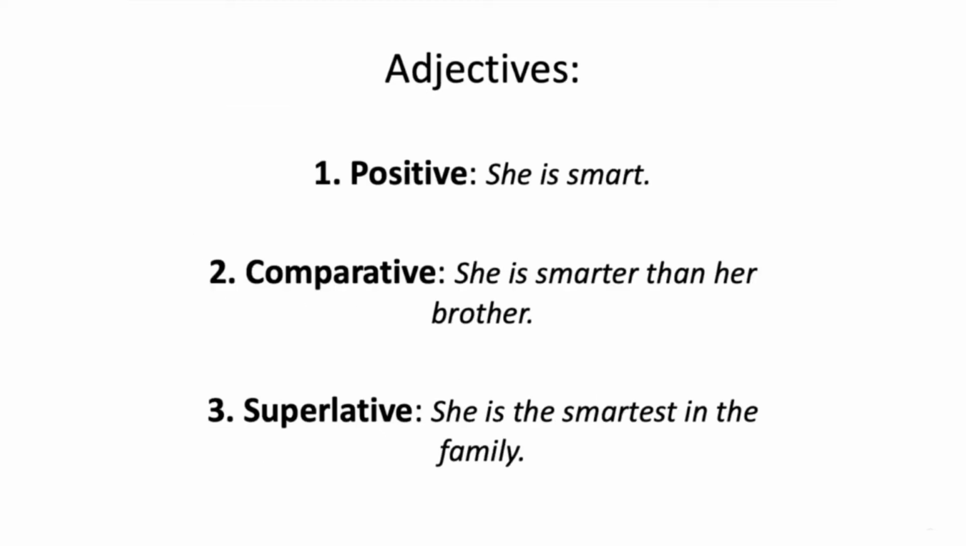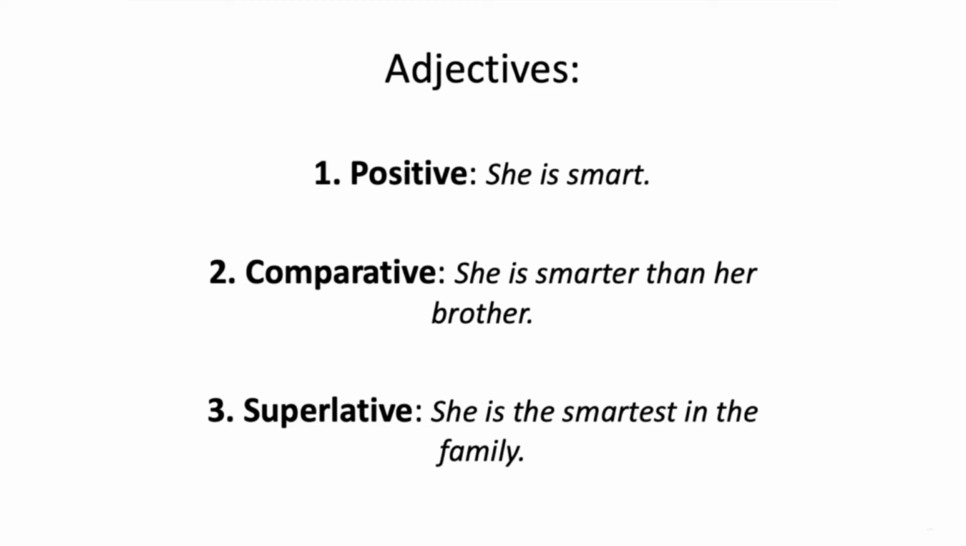Great work! Now time to move on to comparatives and superlatives. Adjectives are used when you want to compare things. Adjectives have 3 degrees: positive, comparative, and superlative. The positive form is what we have learned in the previous lesson. It simply describes one person or thing. She is smart.